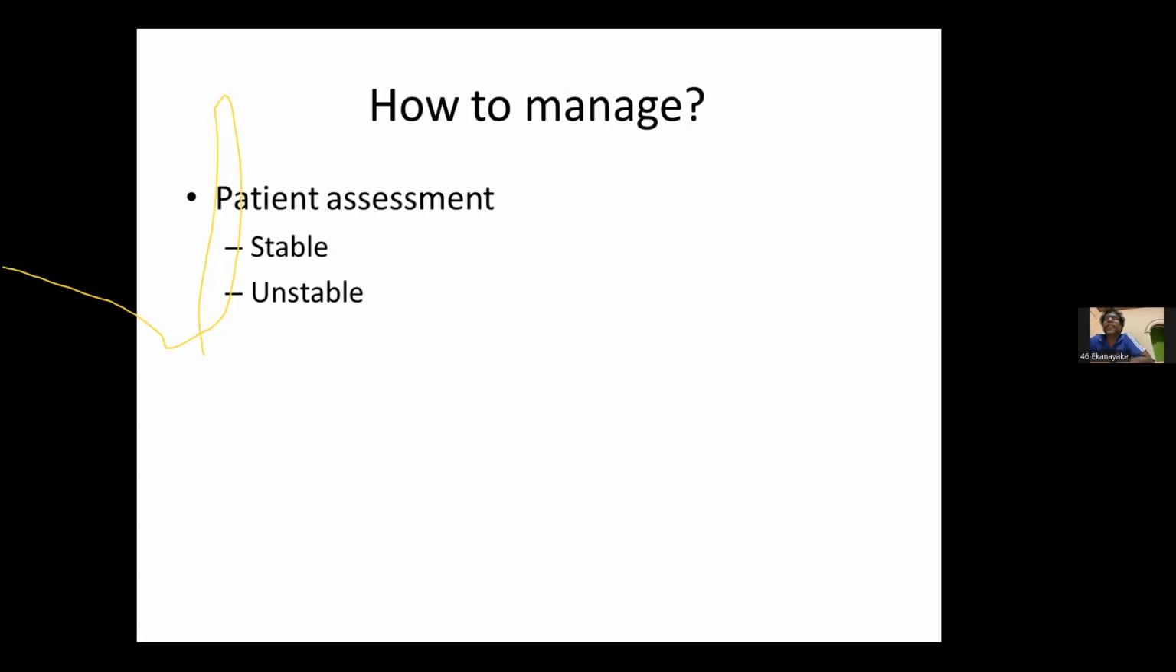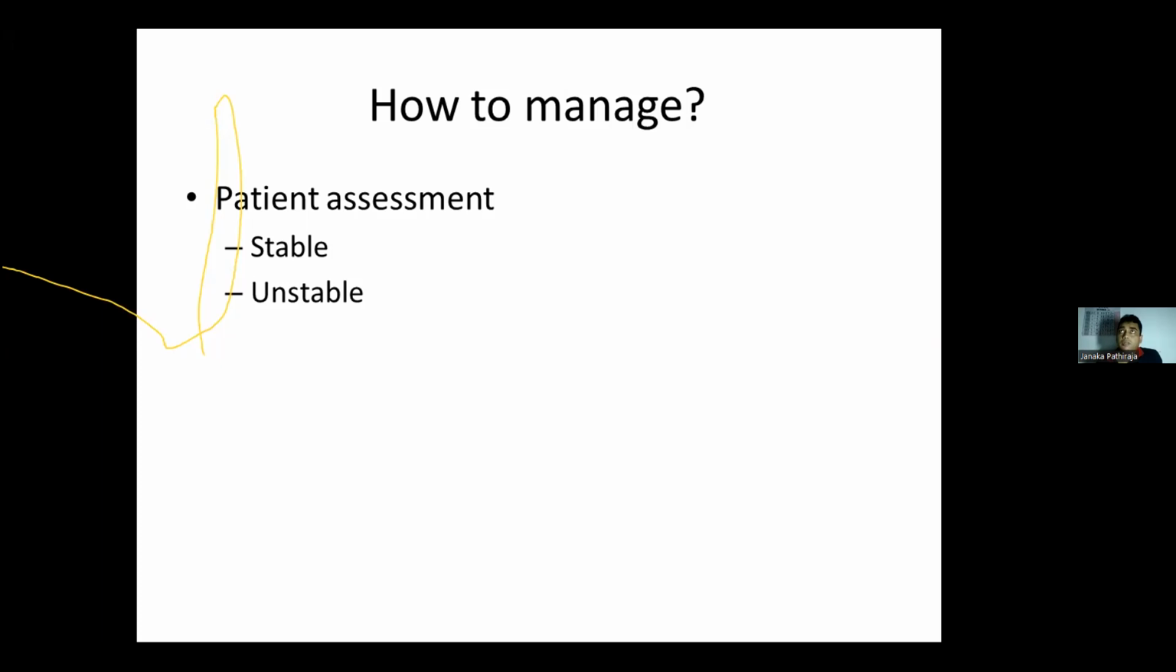Very low blood pressure, severe bradycardia. Systolic blood pressure less than 90, right? Low blood pressure. Then what else? The patient is confused, unconscious. Confusion or impaired level of consciousness.